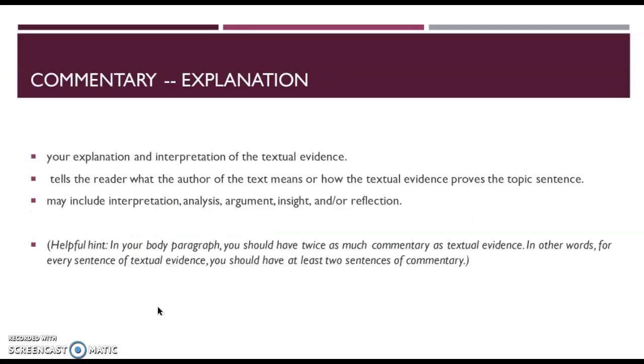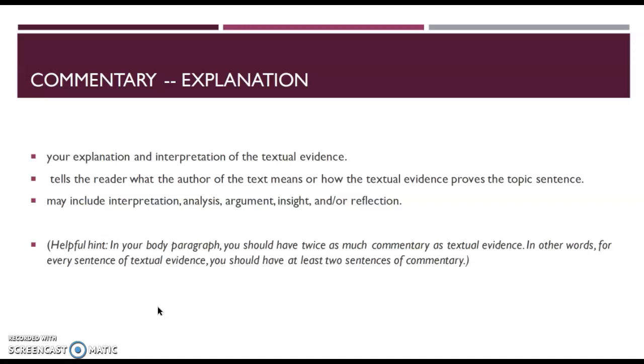Your commentary, that's basically your explanation and interpretation of the textual evidence. It tells the reader what the author of the text means or how the textual evidence proves the topic sentence. It includes your analysis, your interpretation, your insight, or your reflection. In other words, don't leave it up to me to draw the conclusions that you're trying to make. Spell it out for me. Why does this matter? What is the significance?